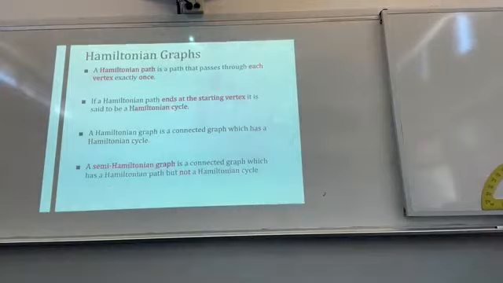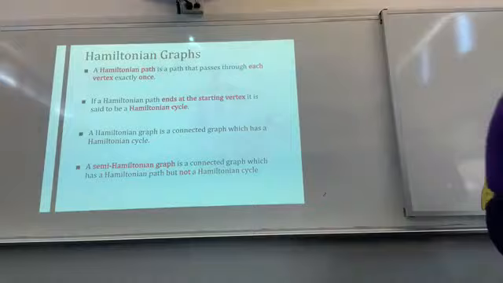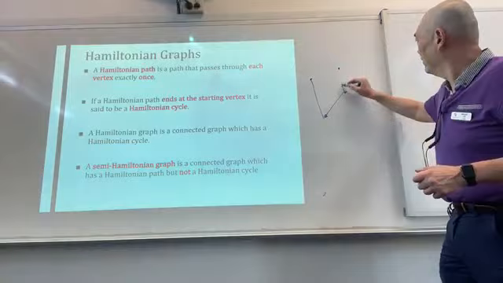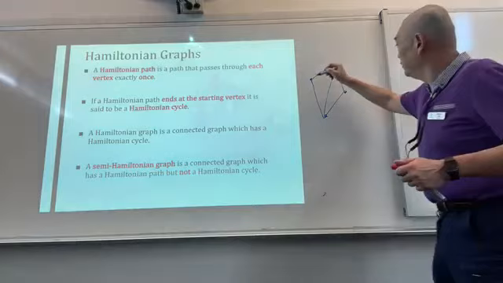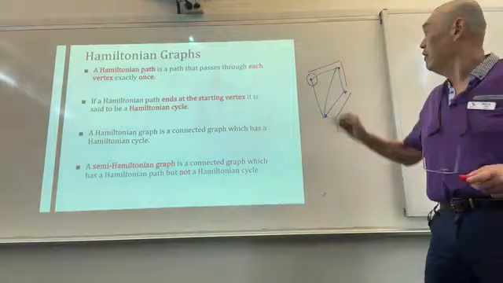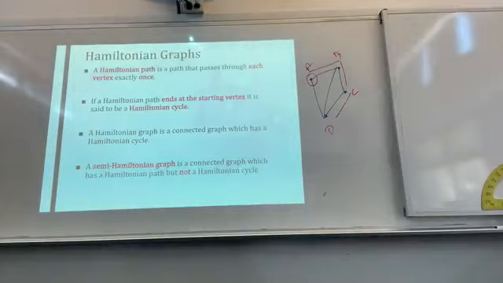Hamiltonian graph. Again, a Hamiltonian path is not really used now, but I need to make you aware that for the past few years we've been using the word Hamiltonian path. It just says that it's a path that passes through each vertex exactly once, so it could be open. It means a walk that passes through all the vertices. If I've got a network like this, a path could go from A to B to C to D. It's an open path.